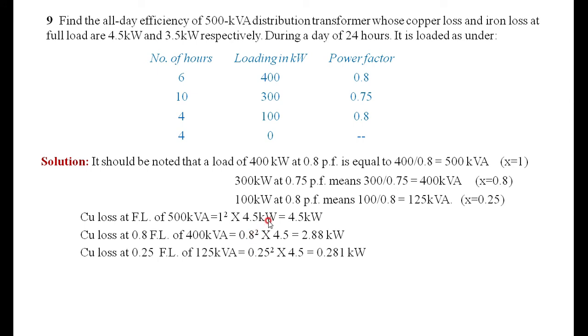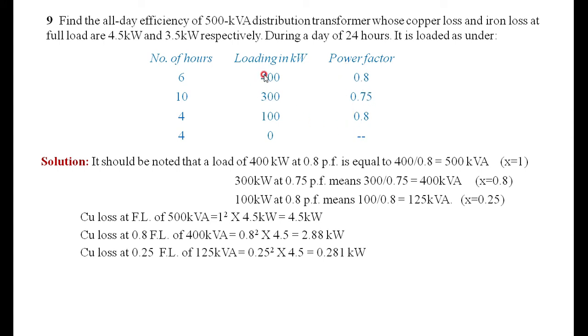Then what is the total here? For the next 4 hours, it is under no load condition. If the current is not flowing in the primary and secondary winding, then the copper loss under no load condition is treated as zero. Therefore, as such there is no loss. There is no copper loss in the last 4 hours.